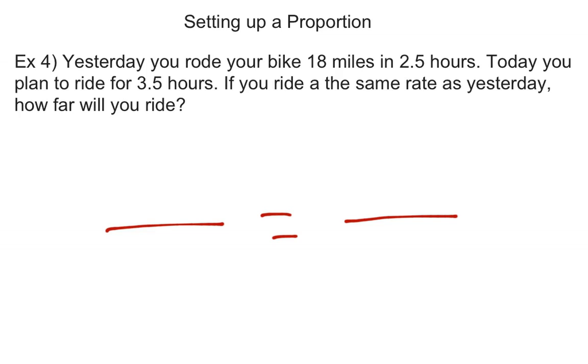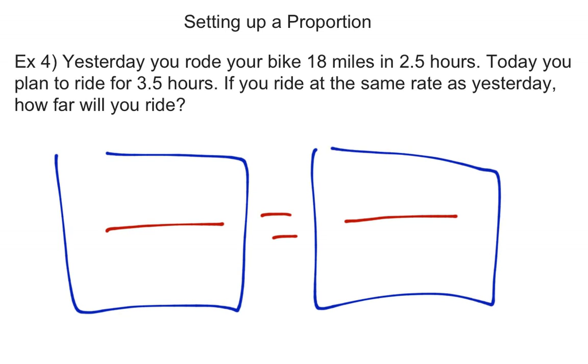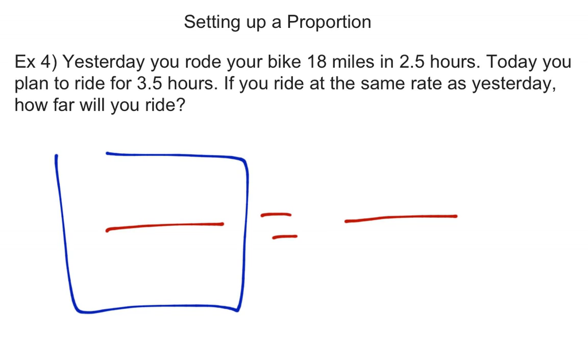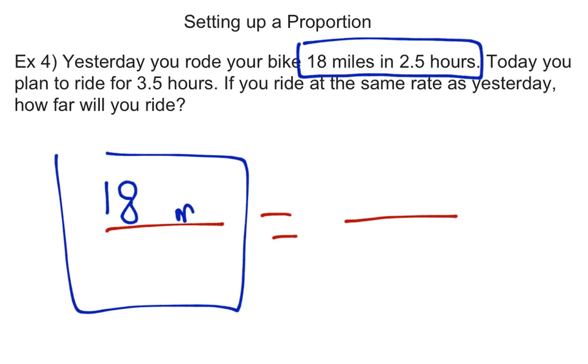So example 4 says, yesterday you rode your bike 18 miles in 2.5 hours. Today you plan to ride for 3.5 hours. If you ride at the same rate as yesterday, how far will you ride? Since I know these two things are going to be ratios, the first thing I want to do is find a ratio that's in the problem. It says yesterday you rode your bike 18 miles in 2.5 hours. That seems like a ratio to me. It's a comparison of two numbers in different measures: 18 miles compared to 2.5 hours. So there's our first ratio.